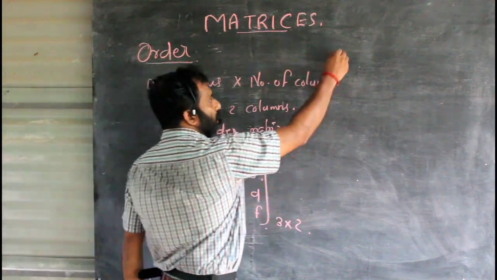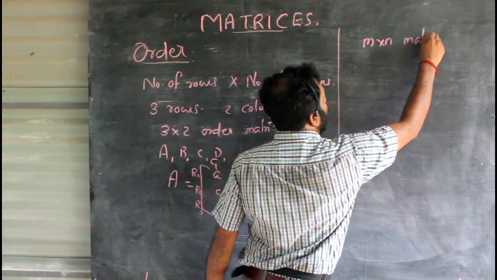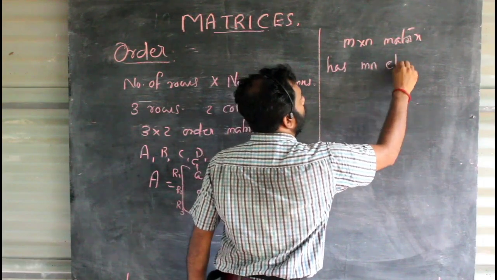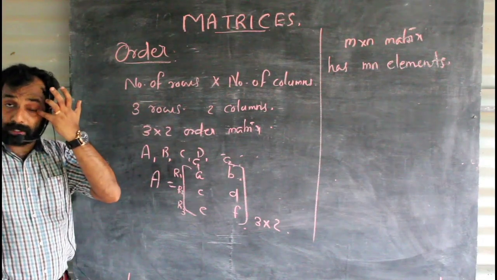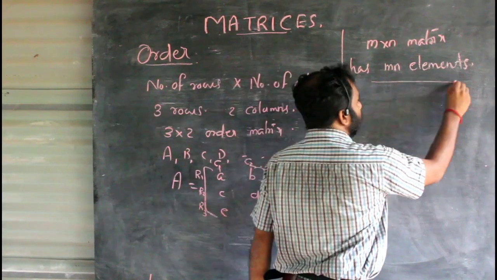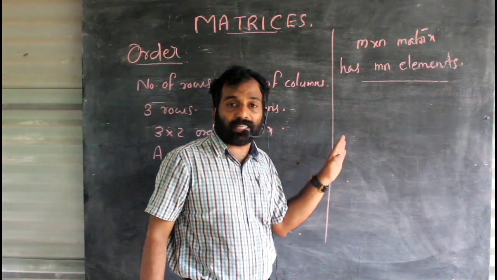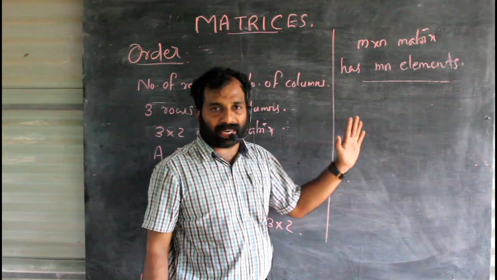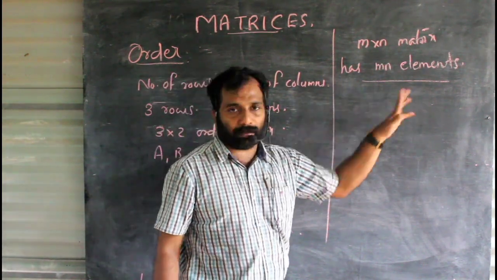That is the number of elements in the matrix capital A. So generally we can say that if a matrix is of order m by n, the matrix has mn elements. An m by n matrix has mn elements. So we can define a matrix in another way also. An m by n matrix is a rectangular arrangement of mn elements.